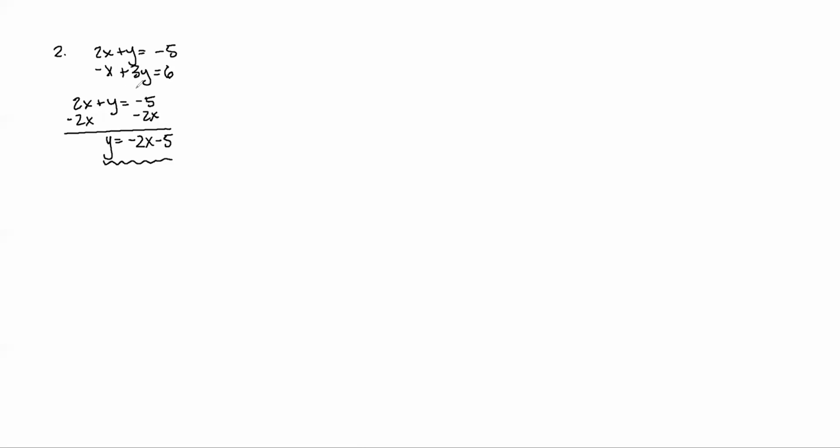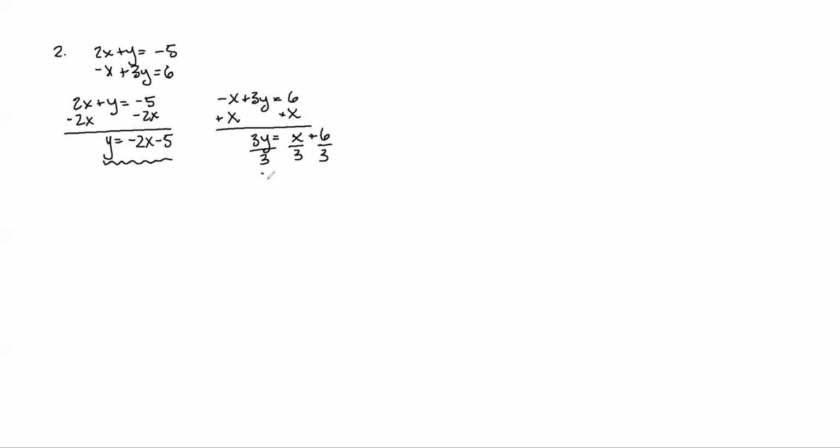Now let's go ahead and do the same thing with our other one. So -x plus 3y equals 6. Let's add the x to both sides because it's negative this time. So we get 3y equals a positive x, so x plus 6 because it's also positive. Now we want to divide both sides by 3, and we want to divide every single term by 3, so I'm going to split it up like this.